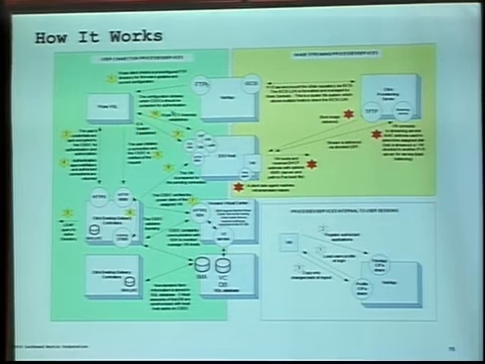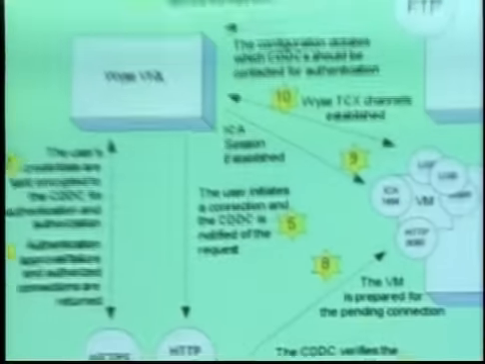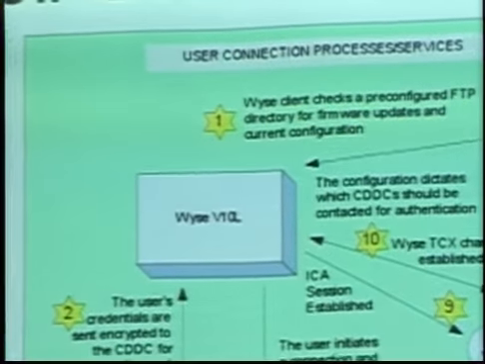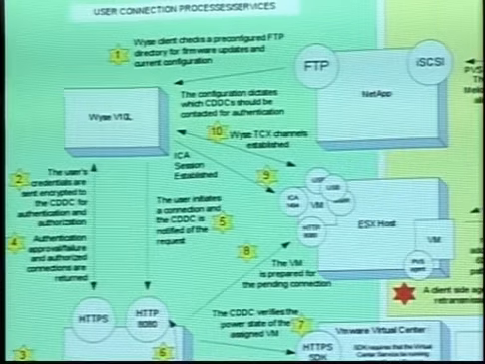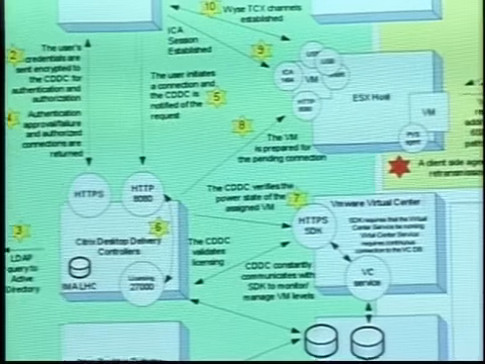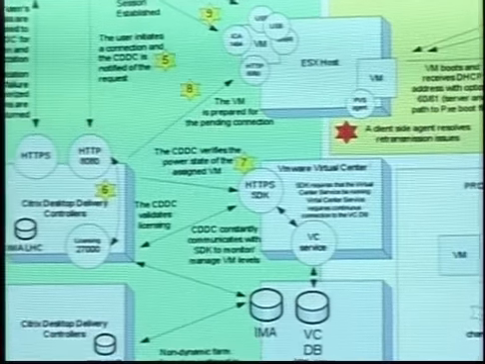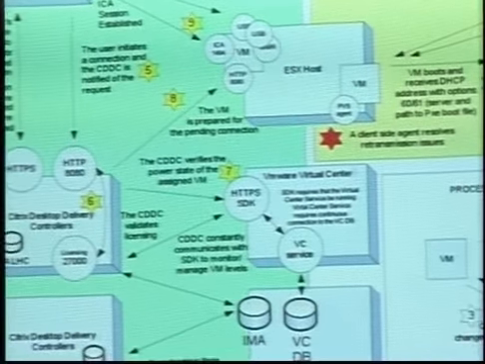They would be validated against the Active Directory. Once they're validated, they connect to the Citrix Desktop Delivery Controller, which then validates all the licensing on any of the applications that they're authorized to use. Ultimately, it connects back to the ESX host and requests a virtual machine.